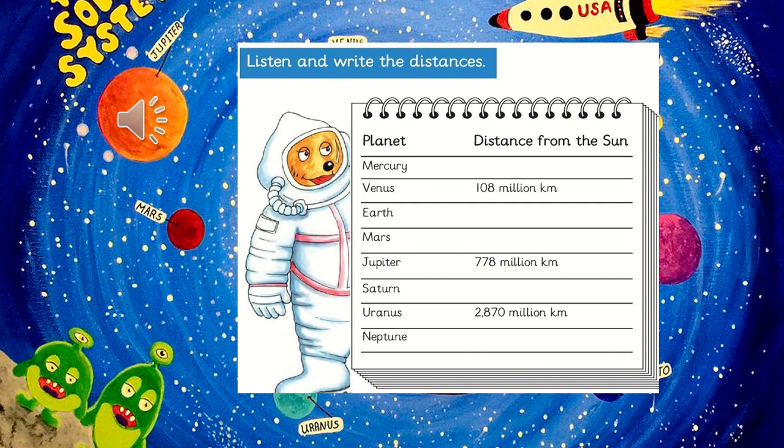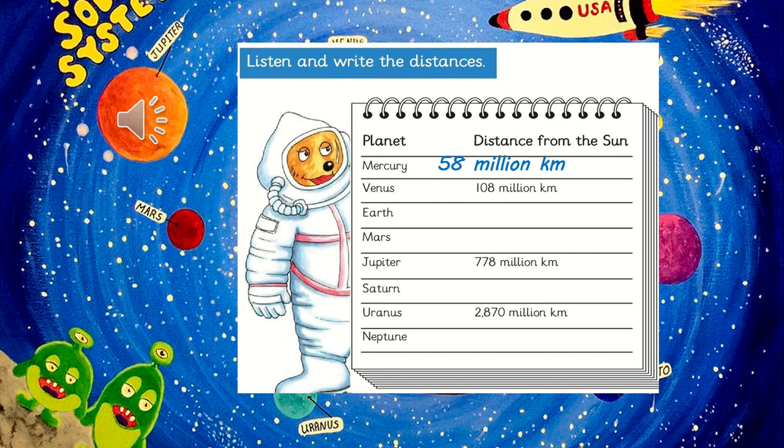Listening 4.4. There are 8 planets in our solar system. The planet nearest to the Sun is Mercury. It is only about 58 million kilometers from the Sun.